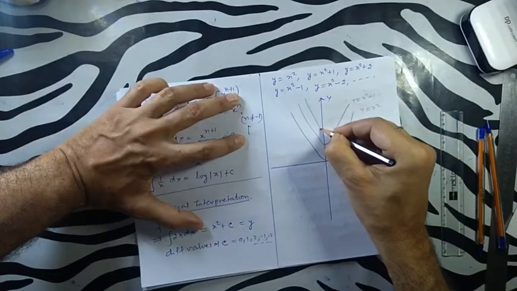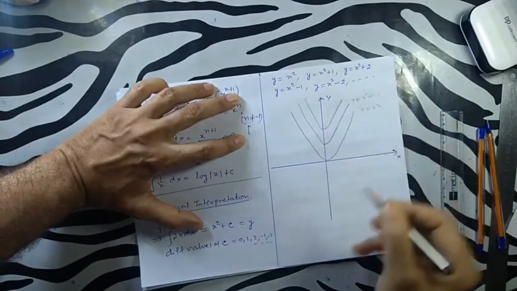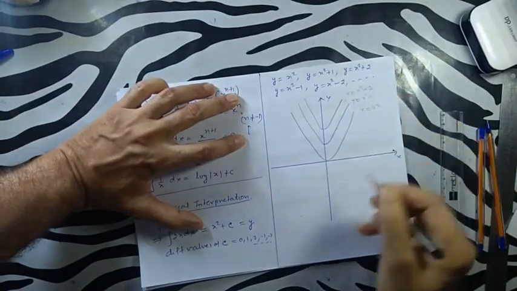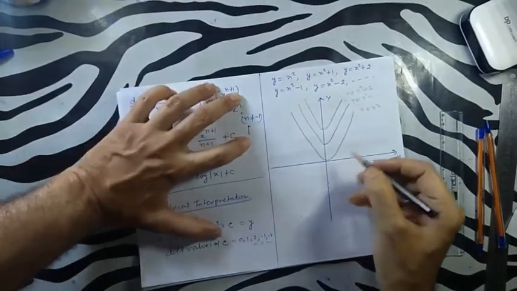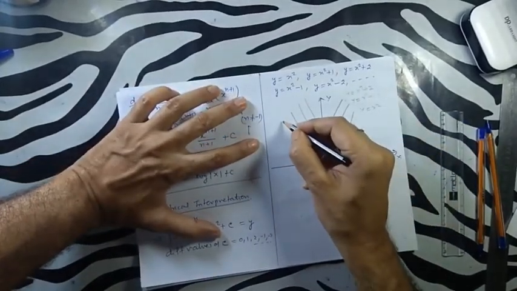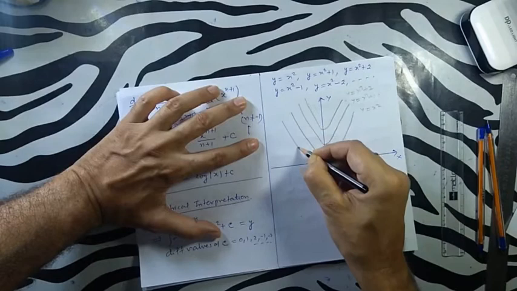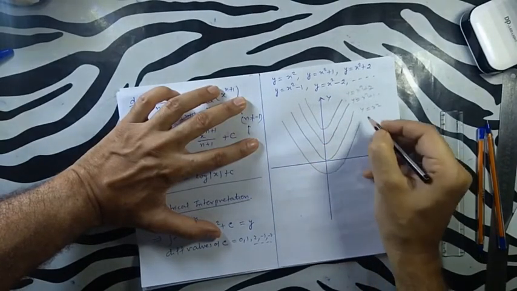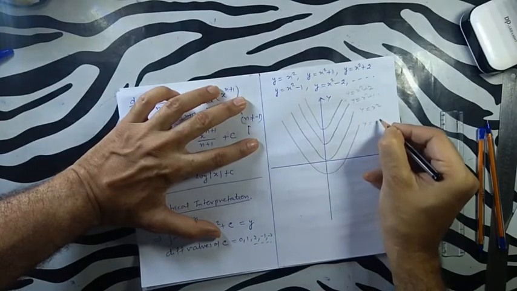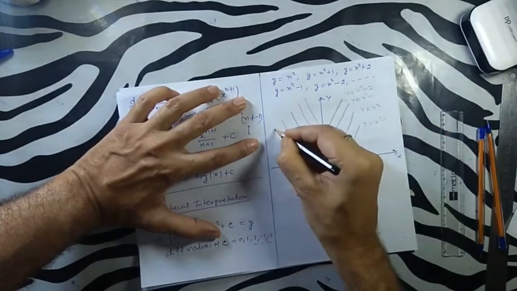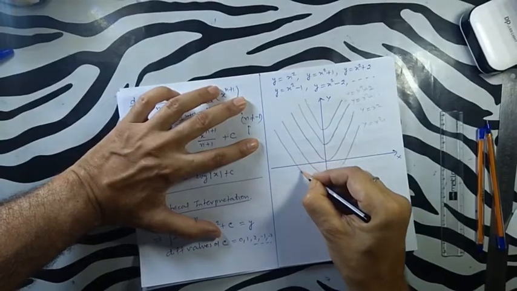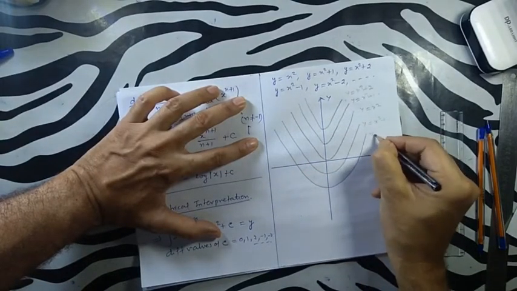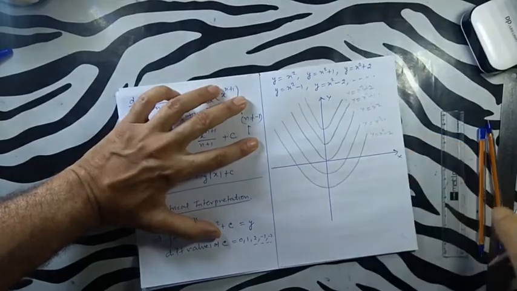This is y is equal to x square plus 1. Similarly, this is y is equal to x square plus 2. Now if we plot x square where the value of c is negative, this is y is equal to x square minus 1, and one more, y is equal to x square minus 2.